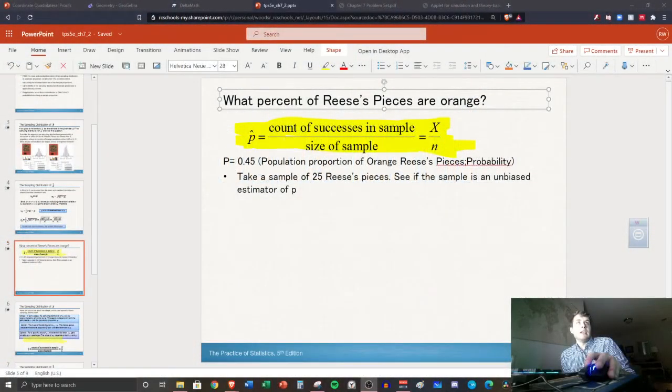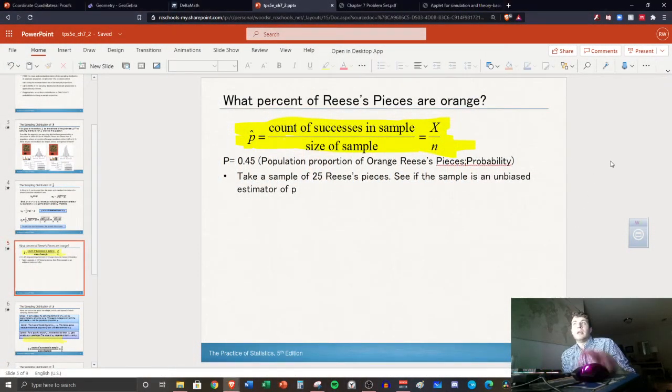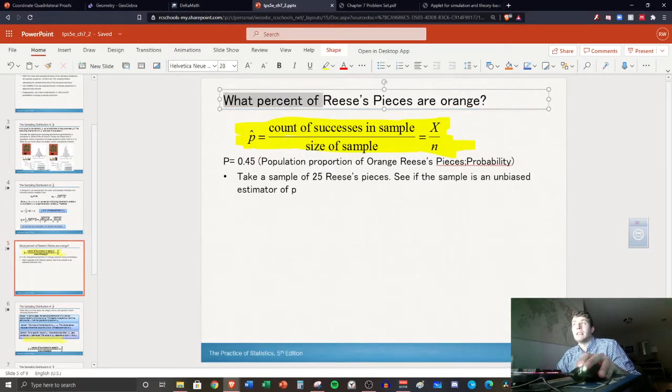All right, so what I'd like you to do in your notes, draw a line, and we're going to be talking about Reese's Pieces candy today. I would like you to title your notes, what percent of Reese's Pieces are orange? We're going to be using a simulation to do this. We're going to use an applet to create our samples today, so I don't have to have students do the sampling. This is a lot faster.